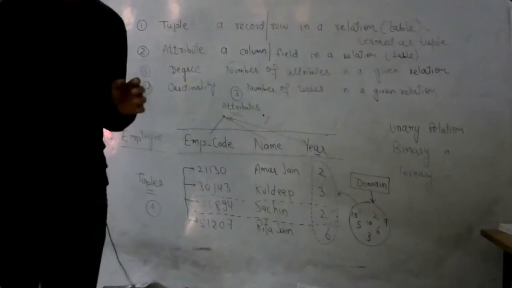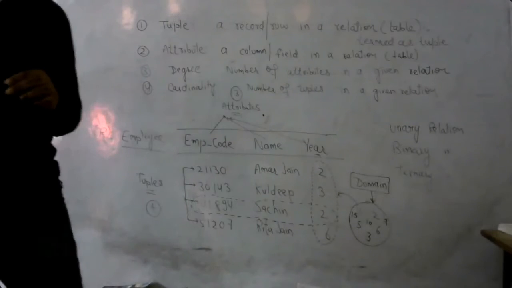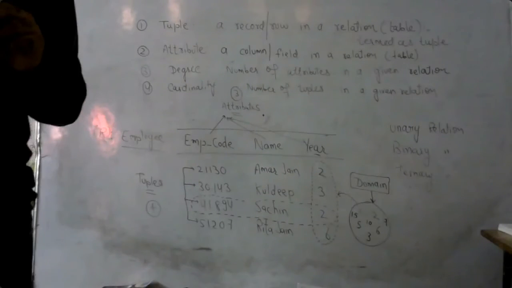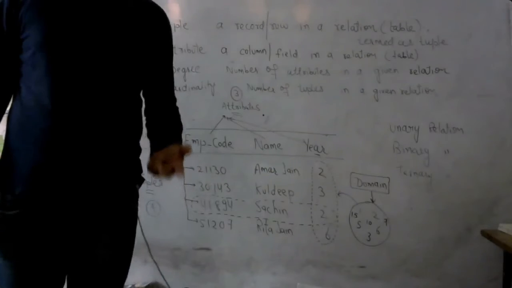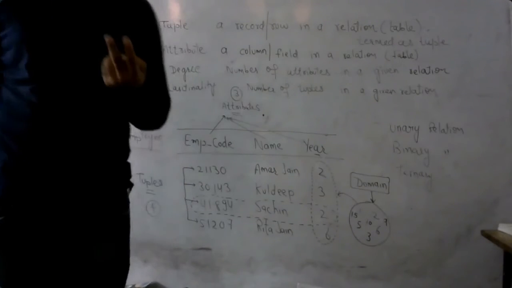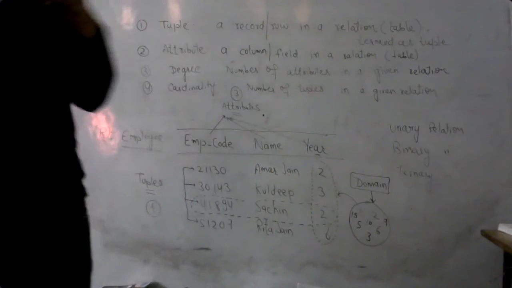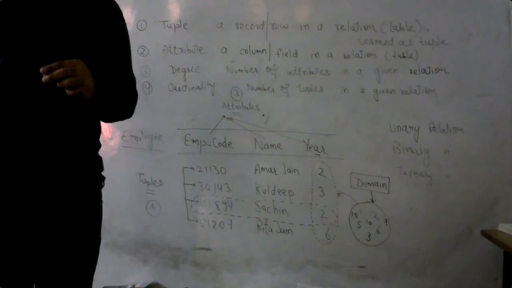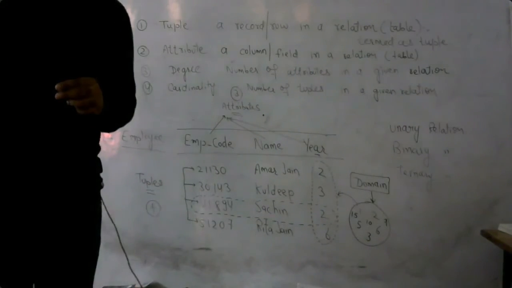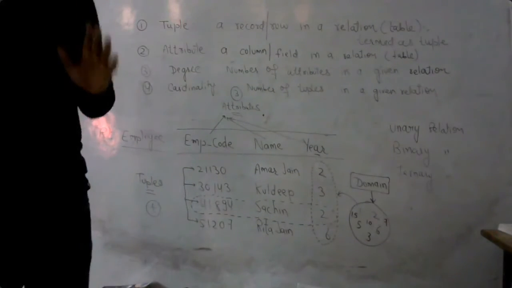There was one more attribute, that was cardinality, that means the number of tuples in that relation. If a relation consists of two tuples, the cardinality of that relation will be 2. If a relation consists of 10 tuples, the cardinality will be 10, and so on.